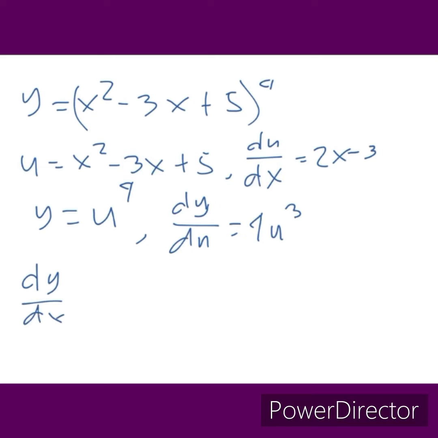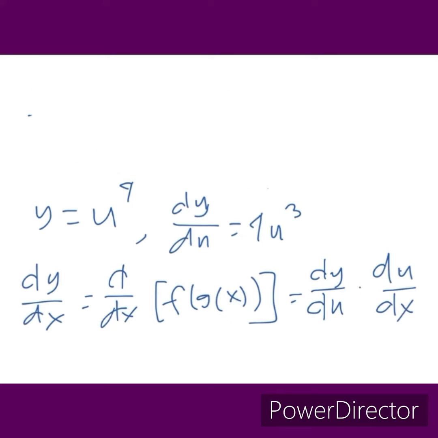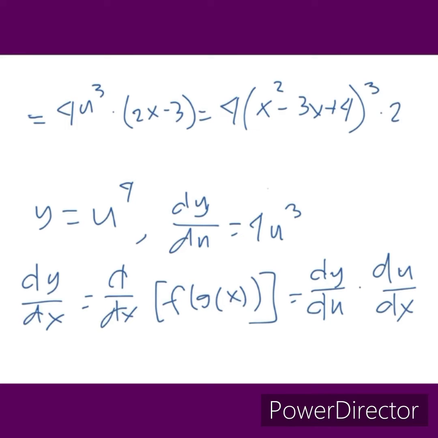So derivative of y with respect to x is equal to the derivative of y with respect to u times derivative of u with respect to x, which is equal to 4u cubed times 2x minus 3, which is equal to 4 times the value of our u, which is x squared minus 3x plus 5, cubed times 2x minus 3. Okay, this is now the final result.